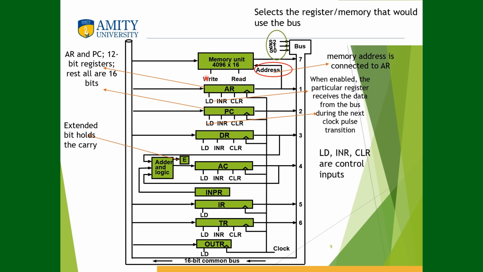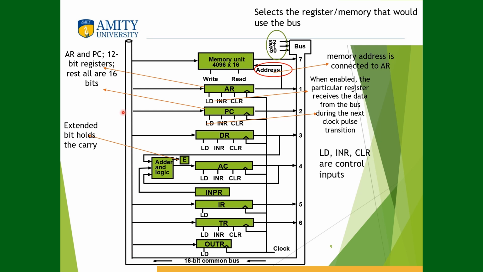We will also look at the two operations of the memory unit. We have the write operation and the read operation. These allow us to either write into the memory or read from the memory. The rest of the registers have three different operations: LD, INR, and CLR. LD stands for load, INR is for increment, and CLR is for clear. These three operations allow us to perform certain tasks on the register, which we'll be discussing further.